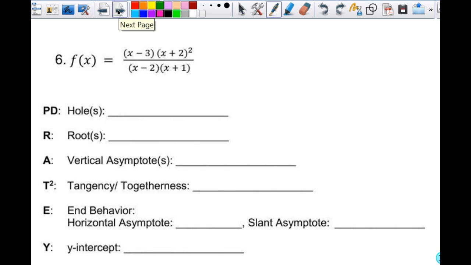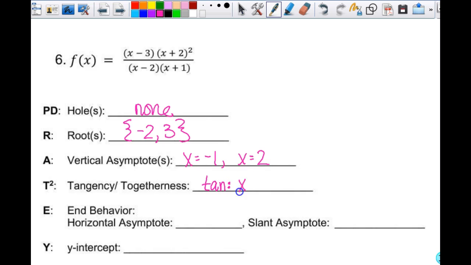So this next one is all factored for me. Sometimes that's a blessing, sometimes not so much. Do I have any holes here? No. So there's none. Roots, -2 and 3. Vertical asymptotes, x equals -1 and x equals 2. Do I have any tangent C or togetherness? Yes, which one? Tangent C. So I have tangent C at x equals -2.